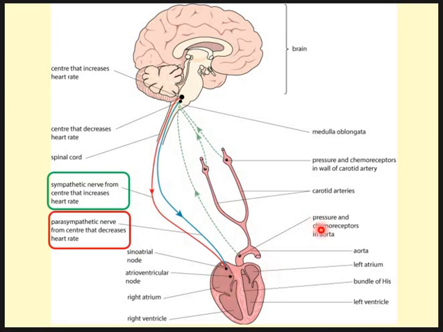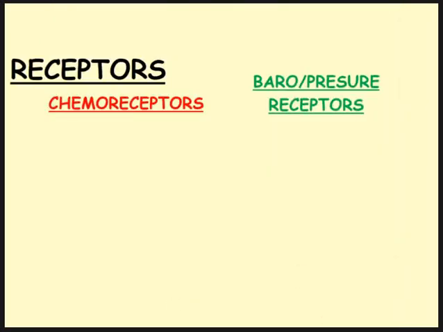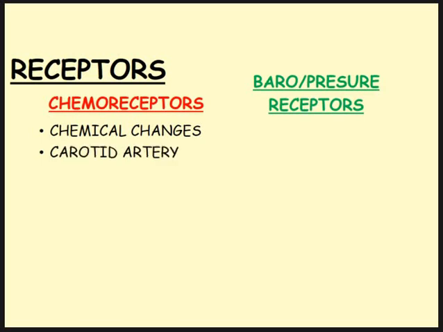Now, we've talked about the receptors here and some more receptors here, so let's look at those. We have two types, our chemo or our baro or pressure. Chemo look at chemical changes. Basically, they look at the levels of CO2 in your blood, dissolved as carbonic acid. And they are in the carotid artery. They're in other places as well. They're not just in the carotid artery. They're in the aortic arch as well.